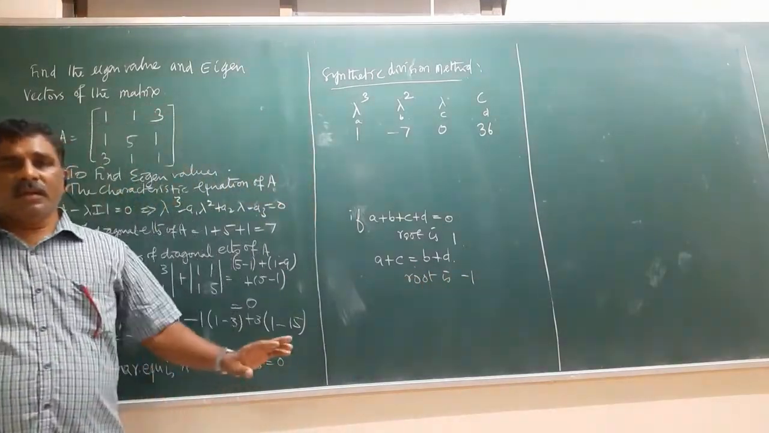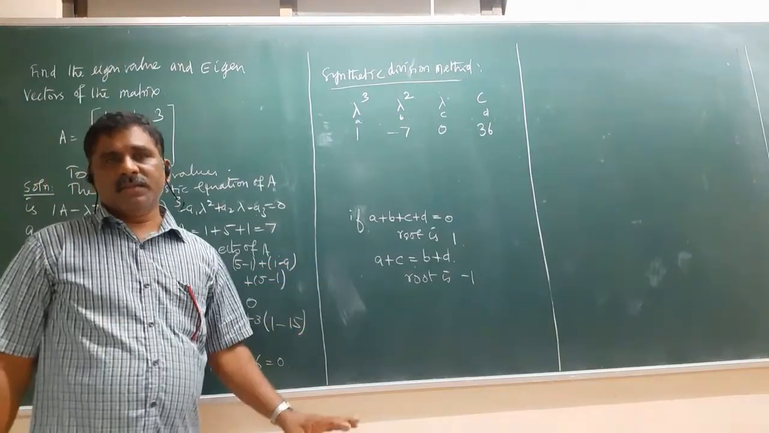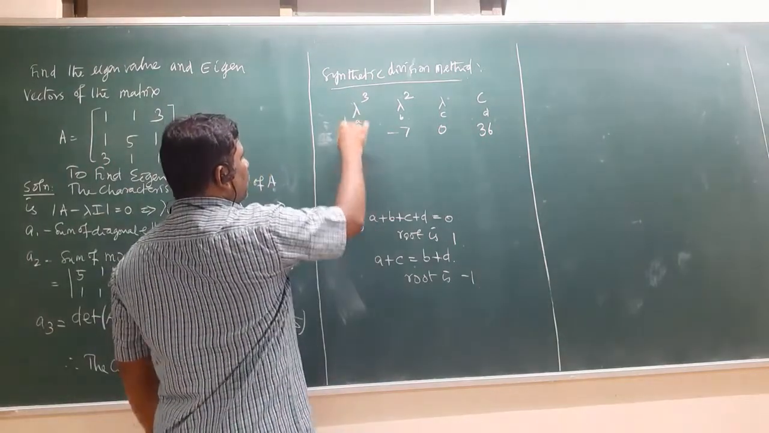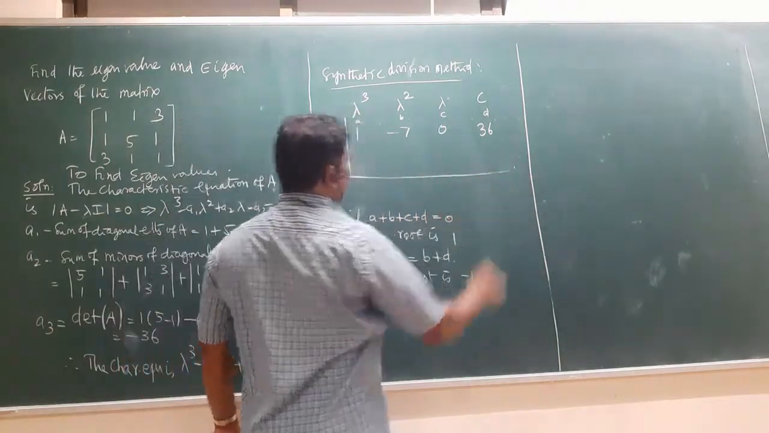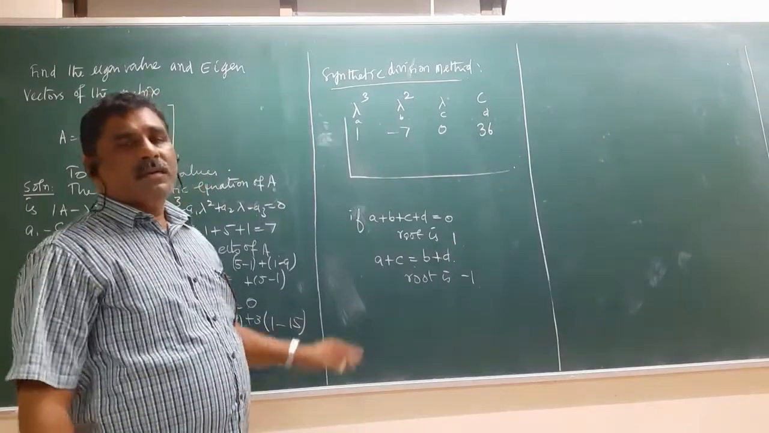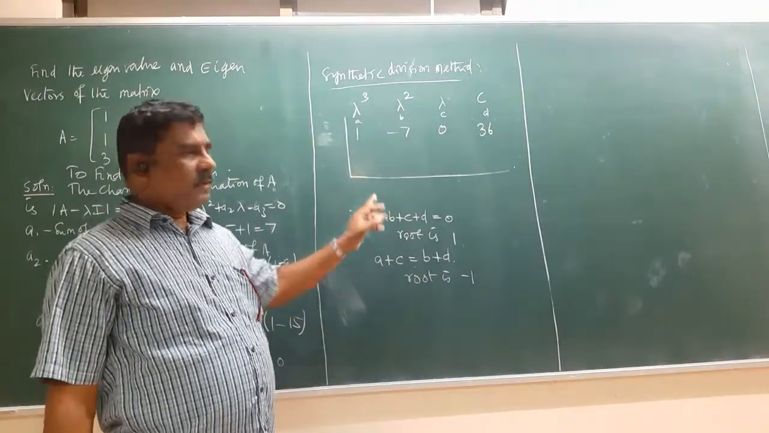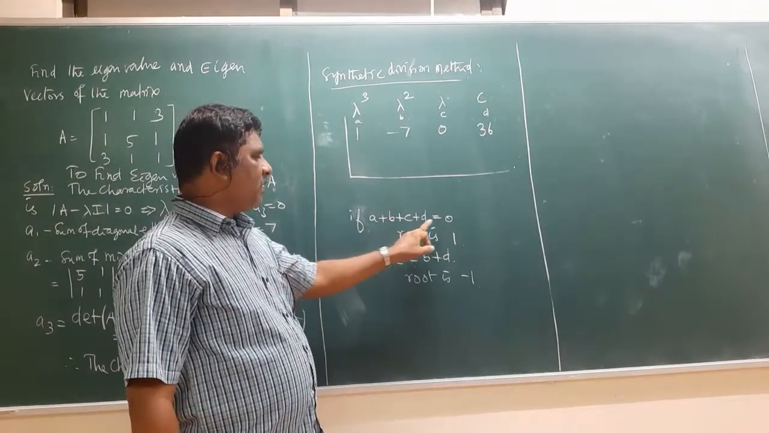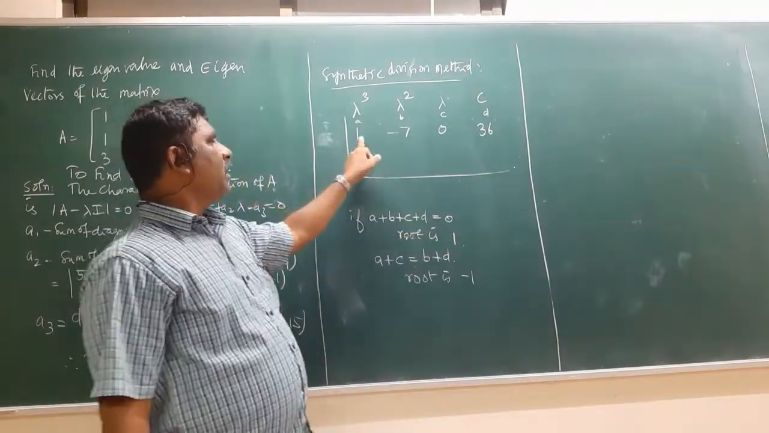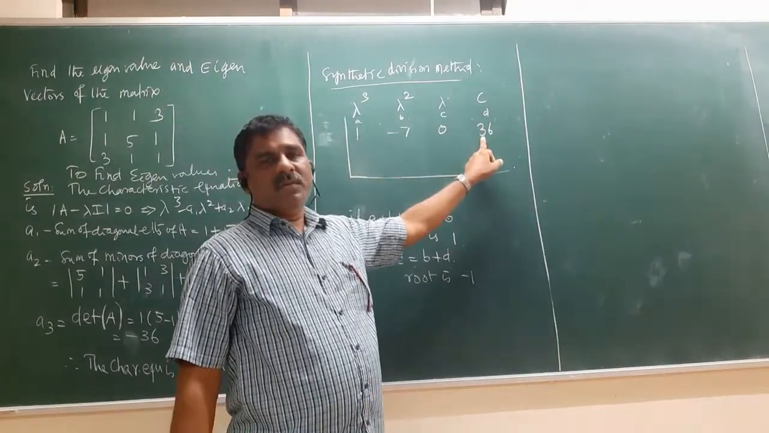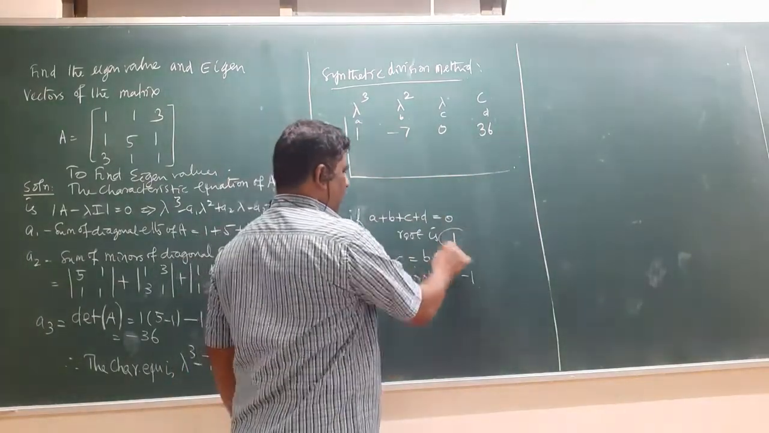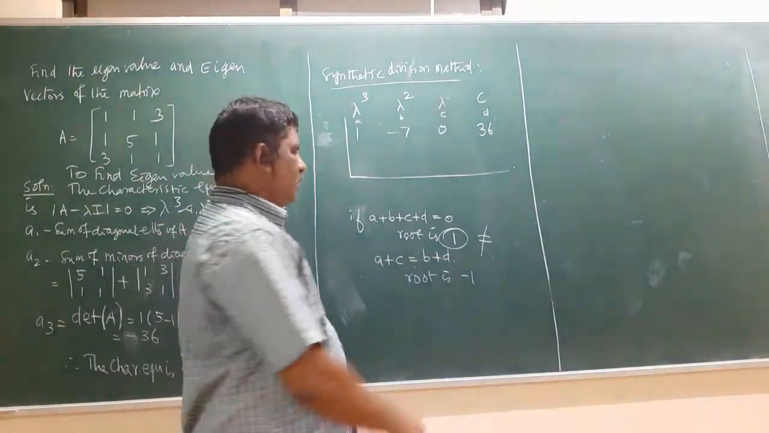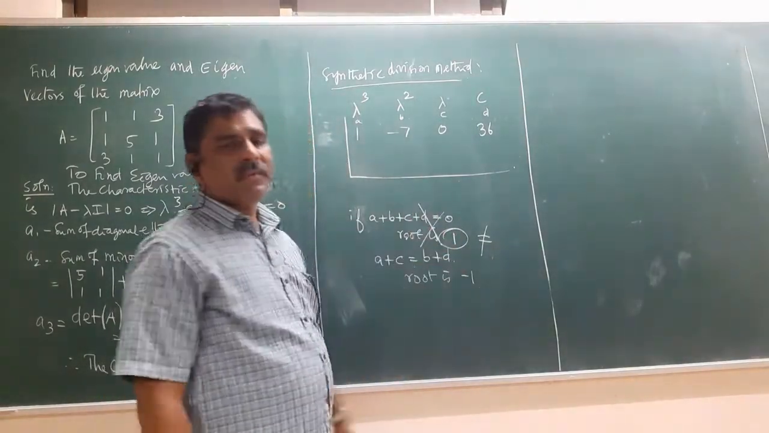Okay, then how to solve this? We will see step by step. First we have to try: if you add all the values, a plus b plus c plus d, are you getting 0? No. Therefore, root 1 is not possible. It is ruled out. Leave it.